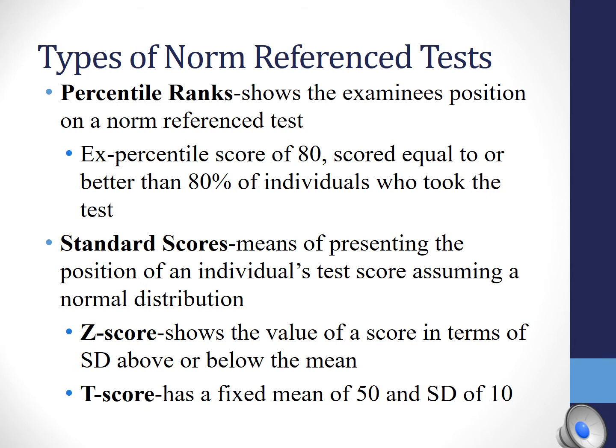So the Z, okay, has the mean of what? 0. The T has the mean of 50. The Z has a standard deviation of 1. The T has a standard deviation of 10.